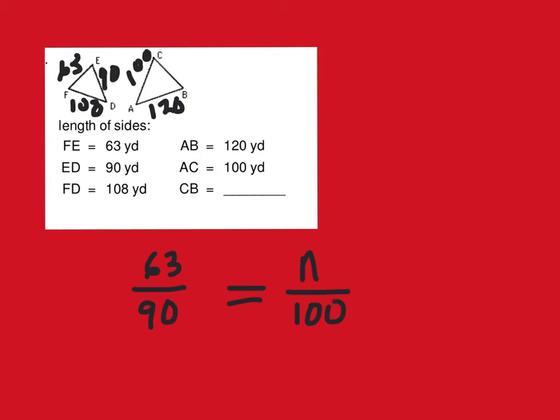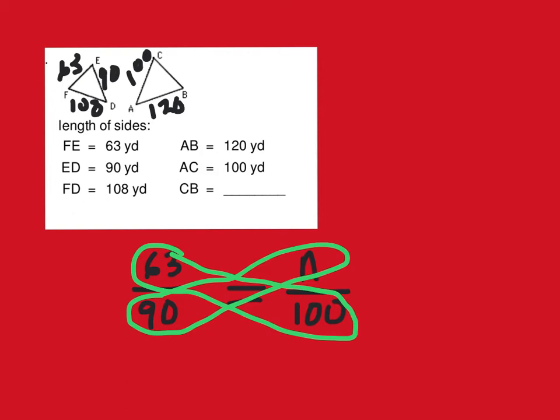All right, so now I cross multiply. Let me show you what that looks like. We've got 90 times N and 63 times 100, which is 6,300, and 90N.